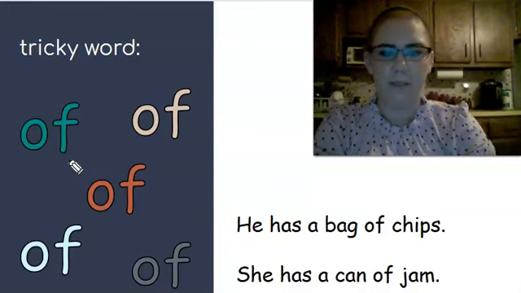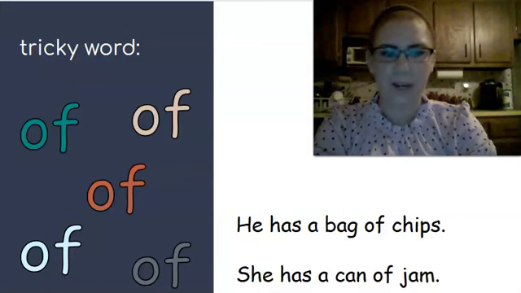Of. He has a bag of of chips. She has a can of jam. Remember, OF spells what tricky word? That's right, of.